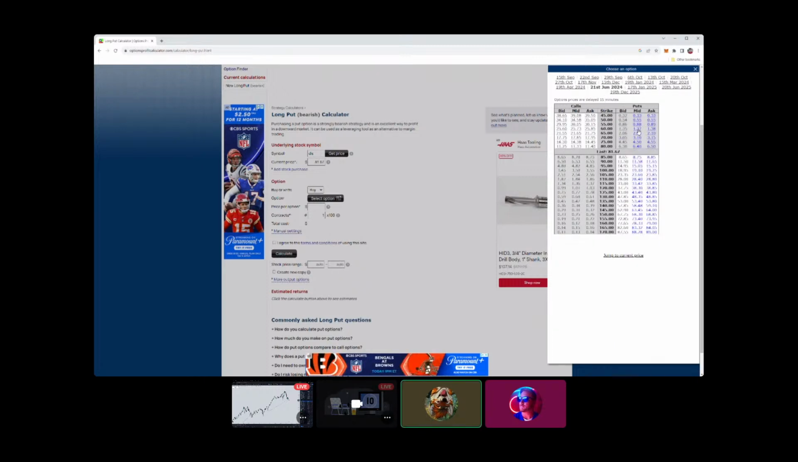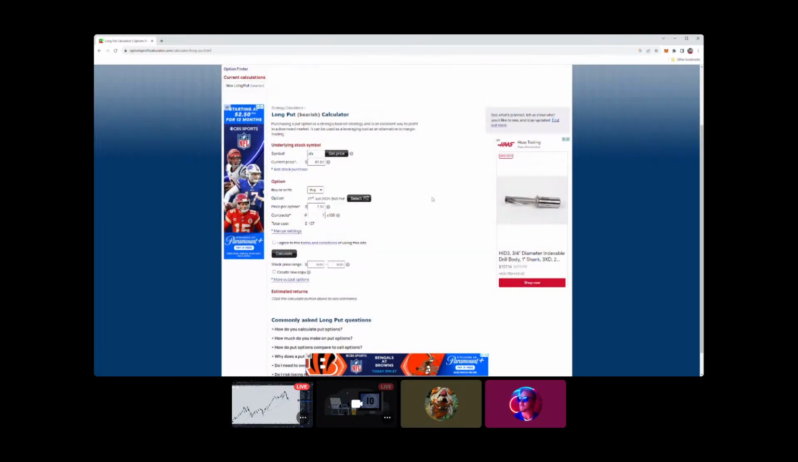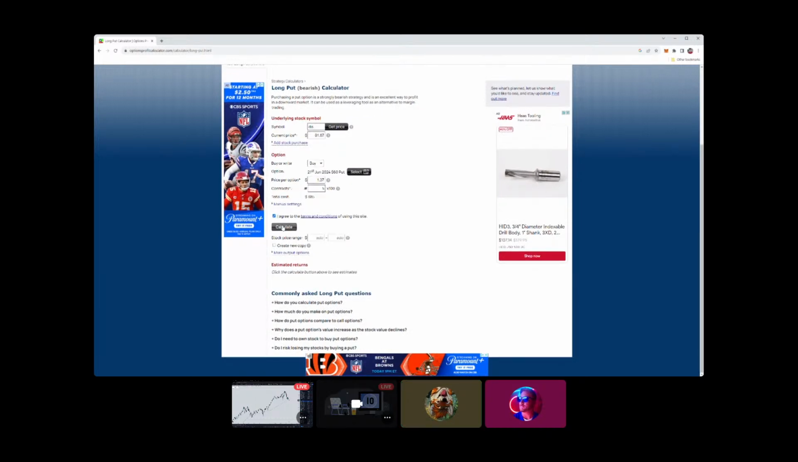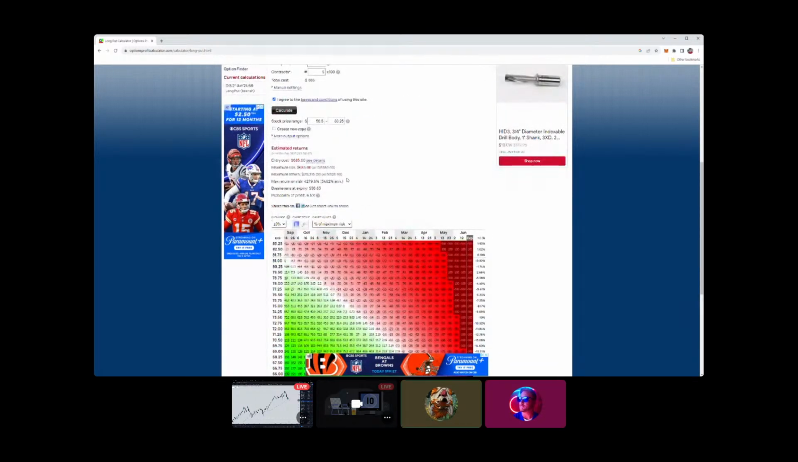We could say like $60. It's $1.37, so total cost is $137 per contract. If you bought 5 contracts, it'd be $685. But it gives you this nice little chart. So your maximum risk is $685. If Disney goes to 0, you get $29,000.